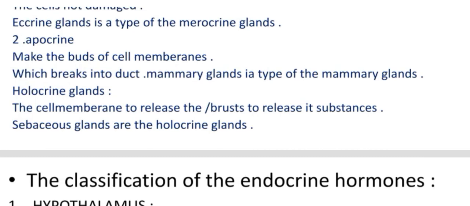Sebaceous glands are the example of the holocrine gland. Why? Because the holocrine gland is completely ruptured and releases its products. In the same way, sebaceous glands rupture and release the sebum, which gives moisture to our skin and hair. Okay.